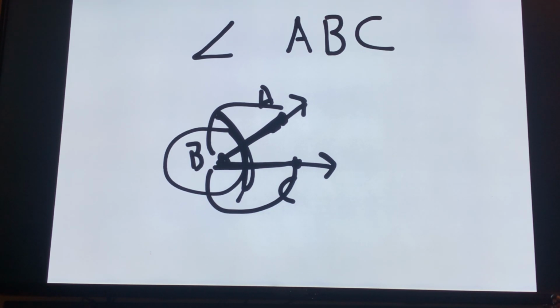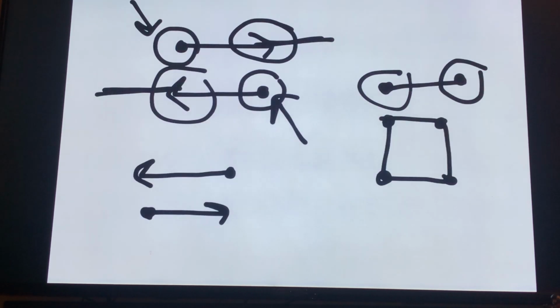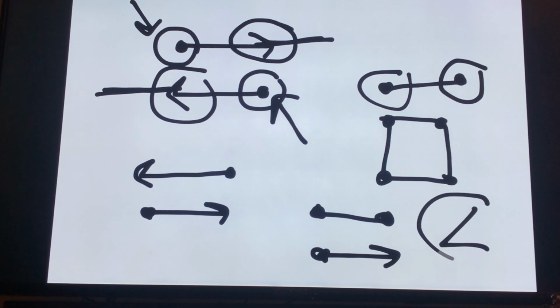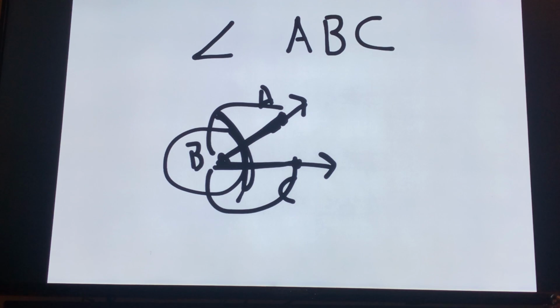So just a quick recap. Let's go back and say those one more time if we could. Segment, ray, angle symbol, vertex. So the vertex is going to be whatever point lies right here.